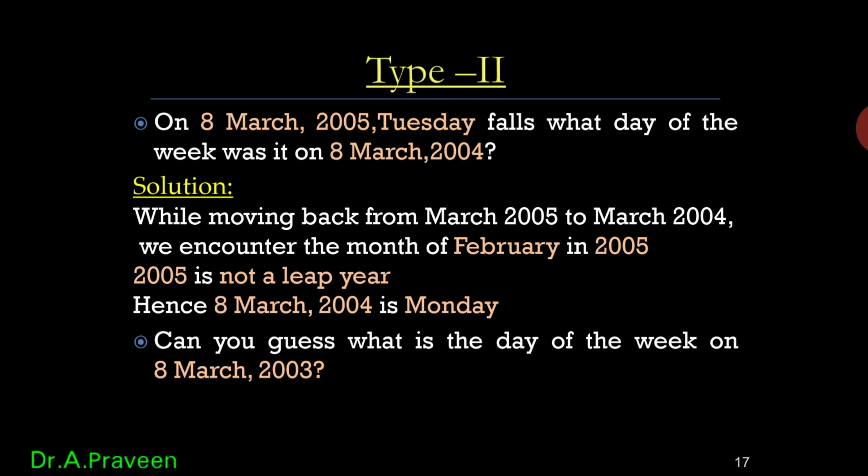As we move from 8th March 2004 to 8th March 2003, we have to look into the year in which we crossed the month of February. We crossed the month of February in 2004. 2004 is a leap year, so therefore it will be 2 days before Monday. So therefore 8th March 2003 is a Saturday.